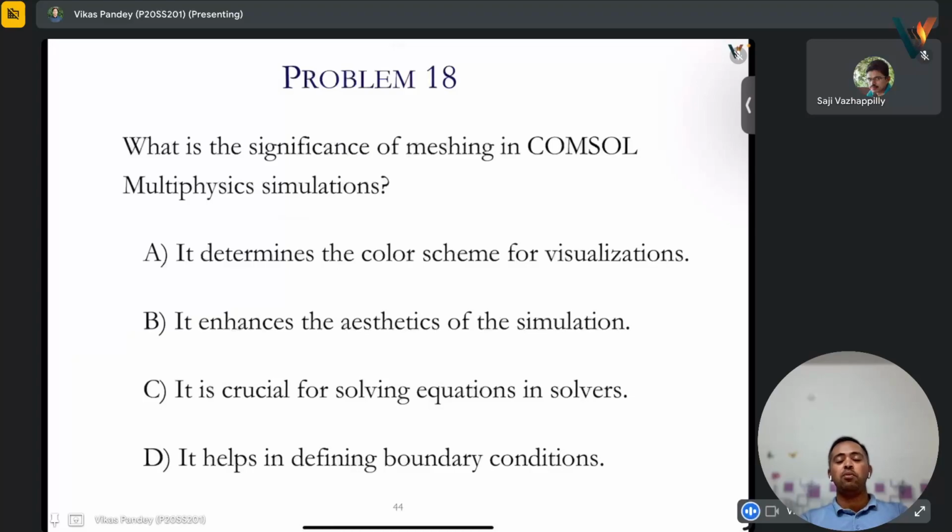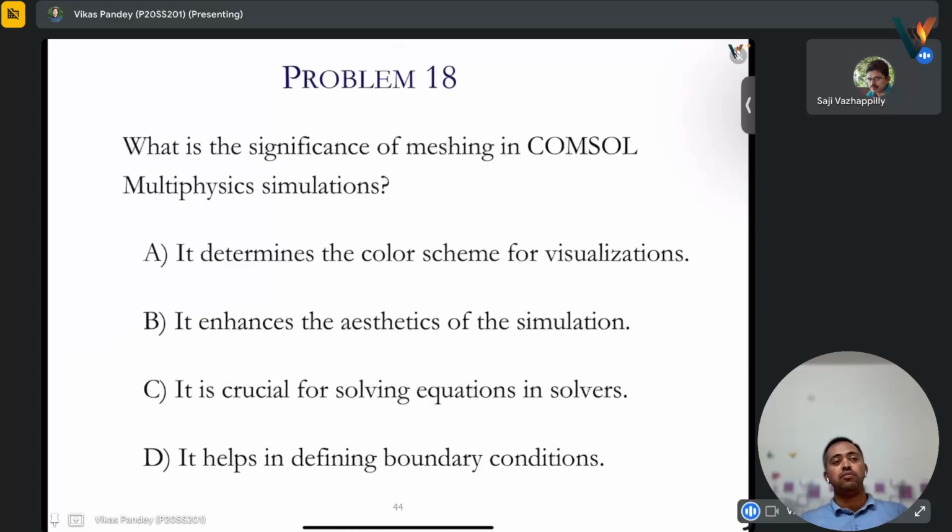What is the significance of meshing in COMSOL Multiphysics simulation? It determines the color scheme for visualization. It enhances the aesthetics of the simulation. It is crucial for solving equations in solvers. It helps in defining boundary conditions. The answer is: it is crucial for solving equations in solvers.